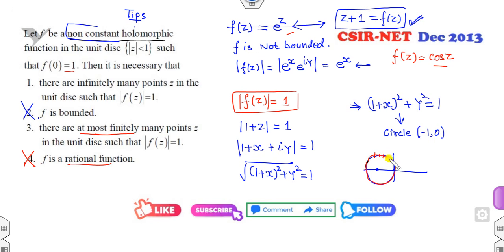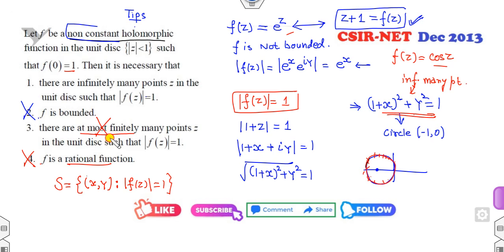So how many points satisfy this case? If I define the set X, the collection of all those points z such that f of z is 1, how many points on this circle satisfy this condition? There are infinitely many points on the circle which satisfy this condition. So that means at most finite is cancelled out. Infinitely many is the right answer of this problem. You may consider e of z also, but then you have to expand mod of e of z is 1 accordingly.